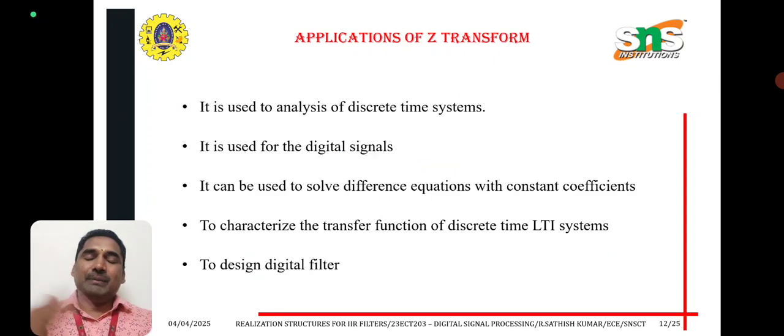Now we can see the applications of Z transform. It is used for the analysis of discrete time systems. It is used in digital signals. It is used to solve difference equations with constant coefficients, to characterize the transfer function of discrete time LTI systems, and to design a digital filter.